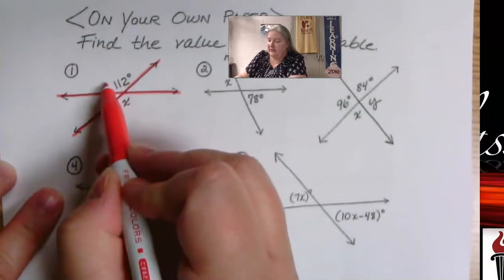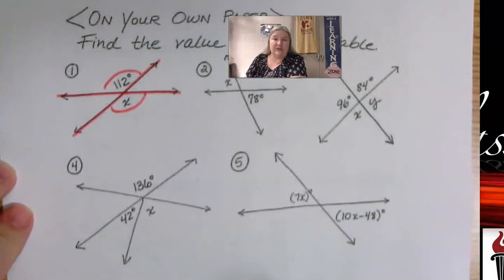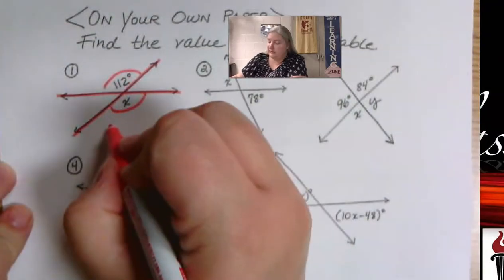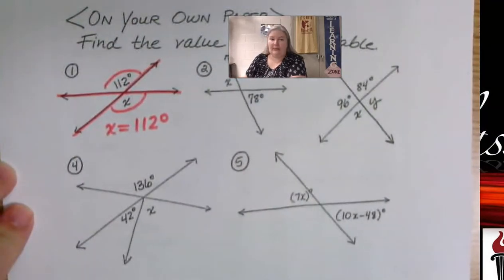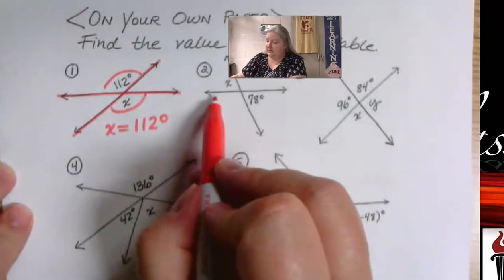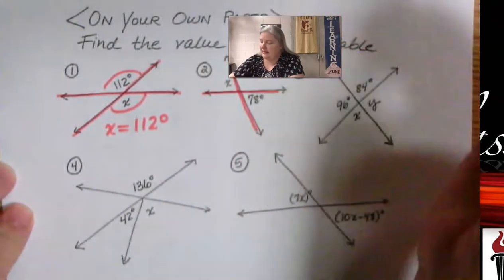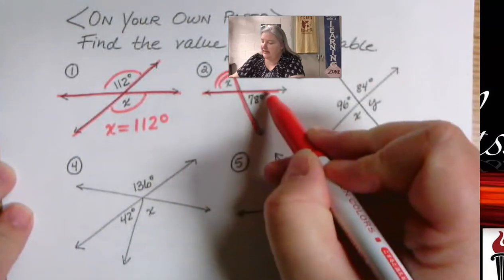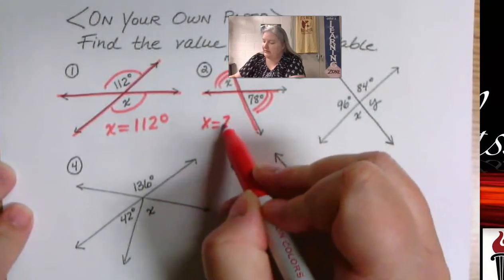These two angles, the 112 and the X, are vertical angles, which means they're congruent. So in this one, X is 112. Same thing happens here. We have our two intersecting lines, and they form the angle labeled X and the angle labeled 78. So X is 78 degrees.